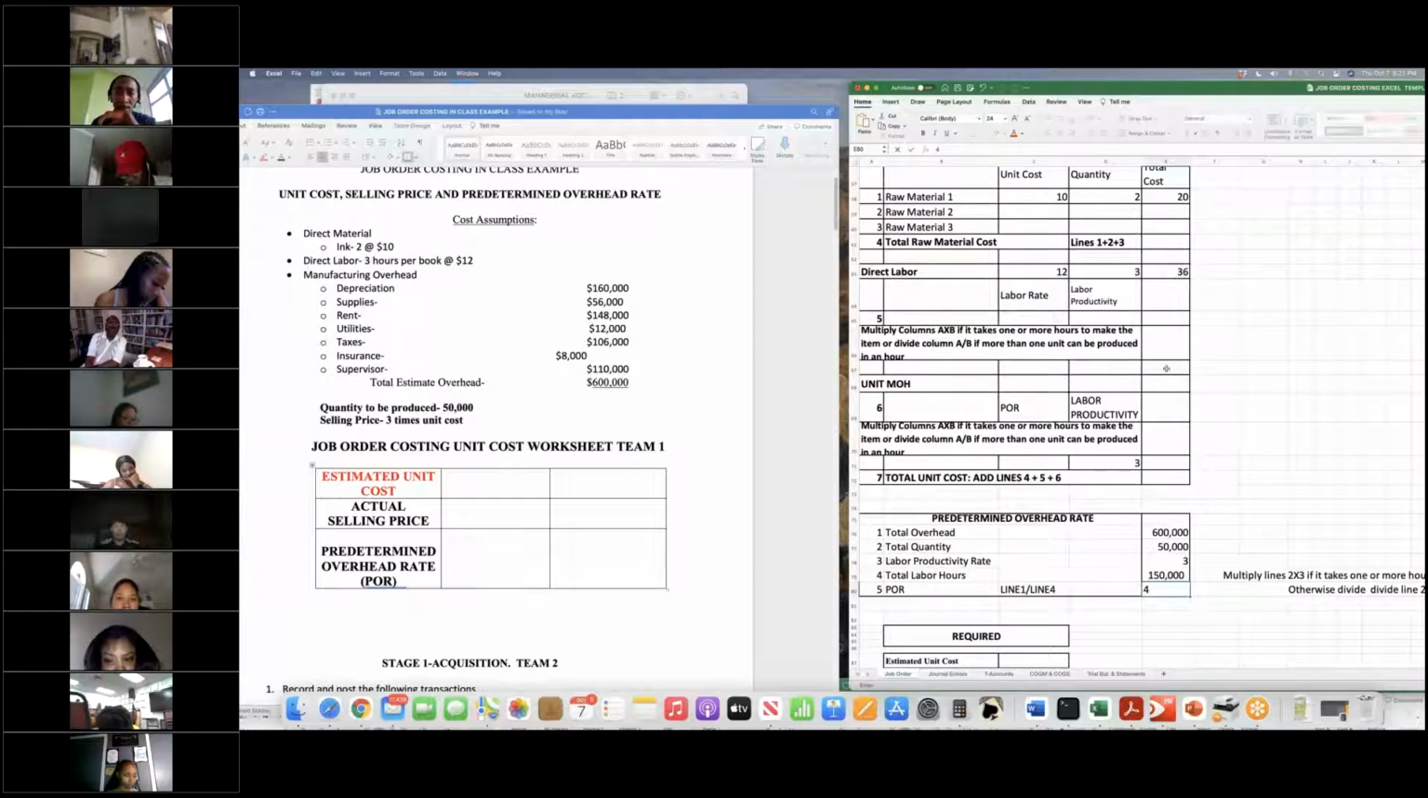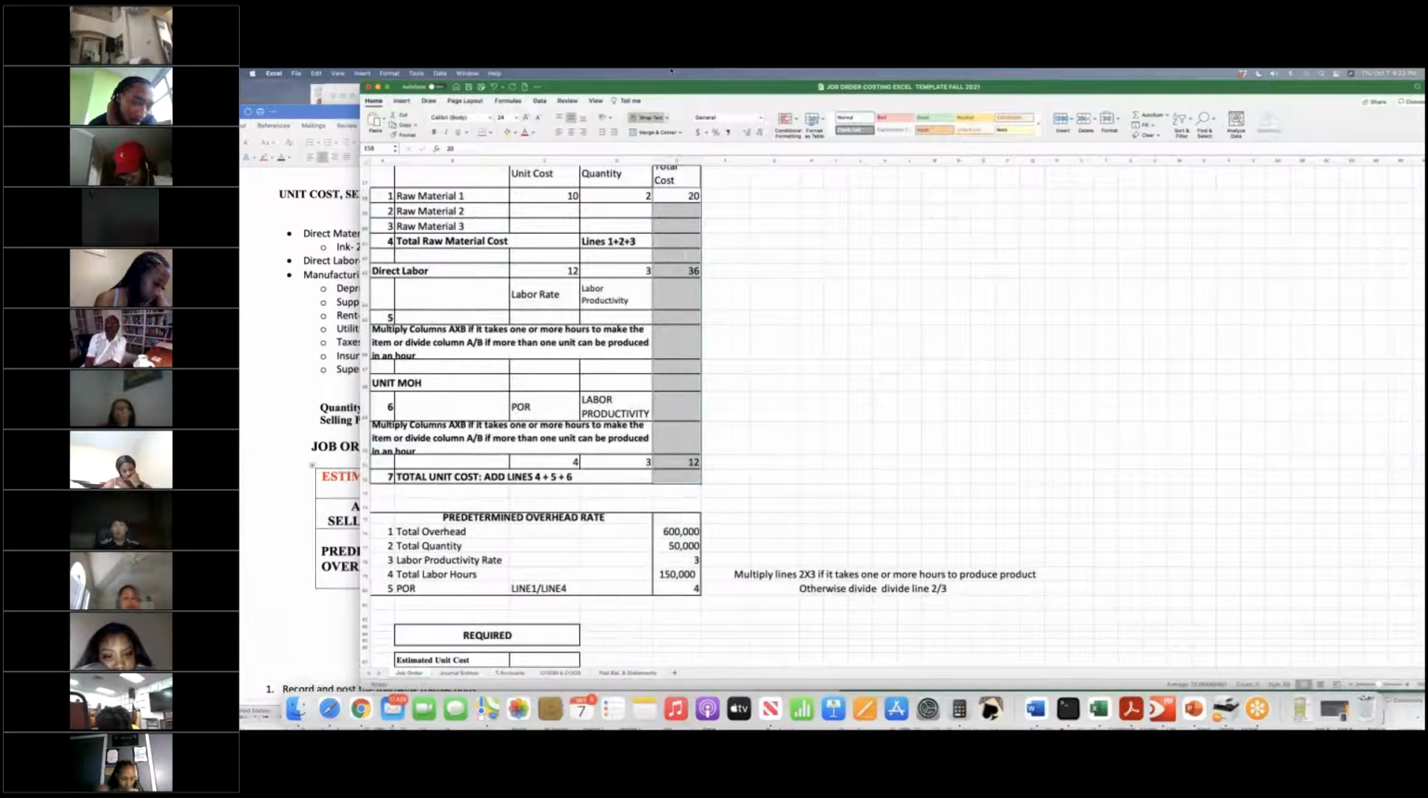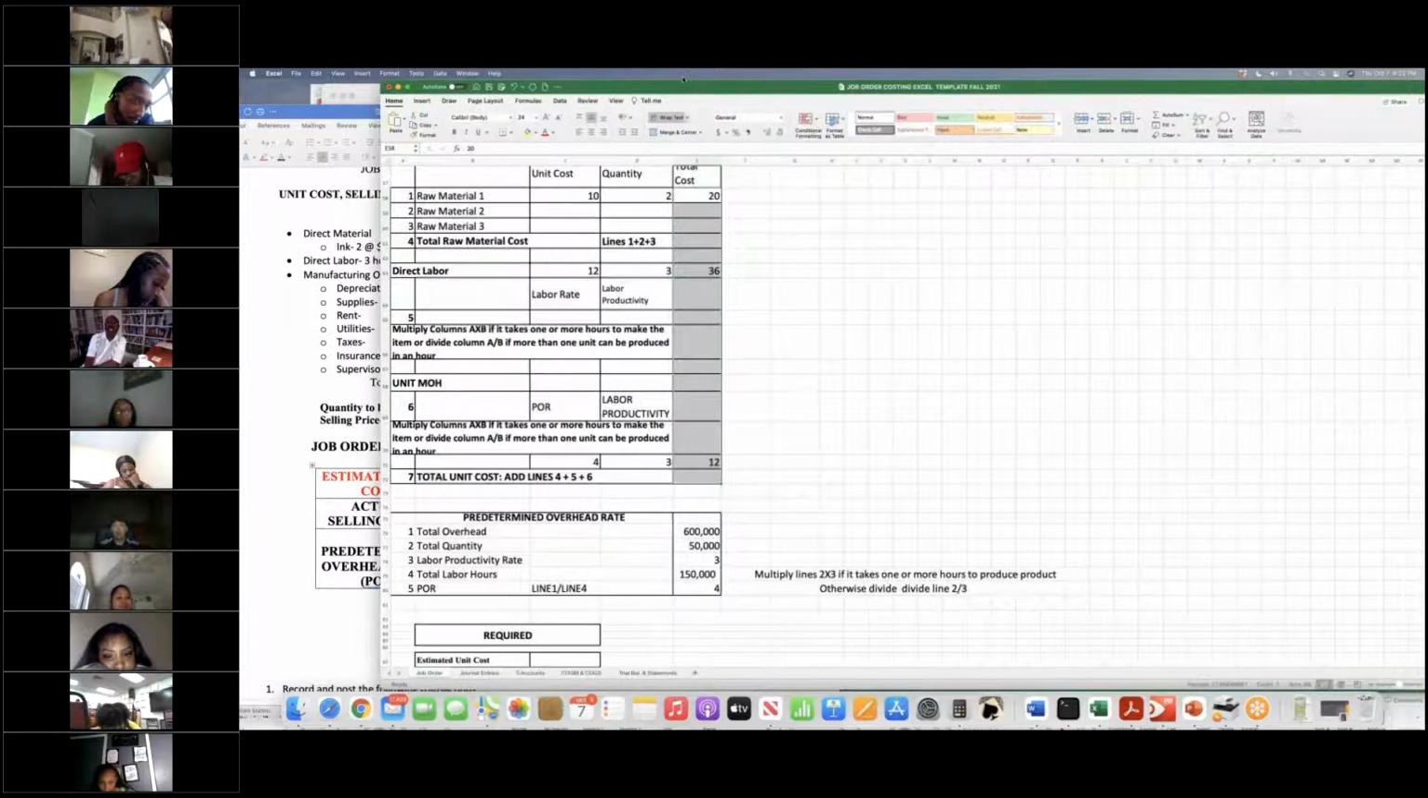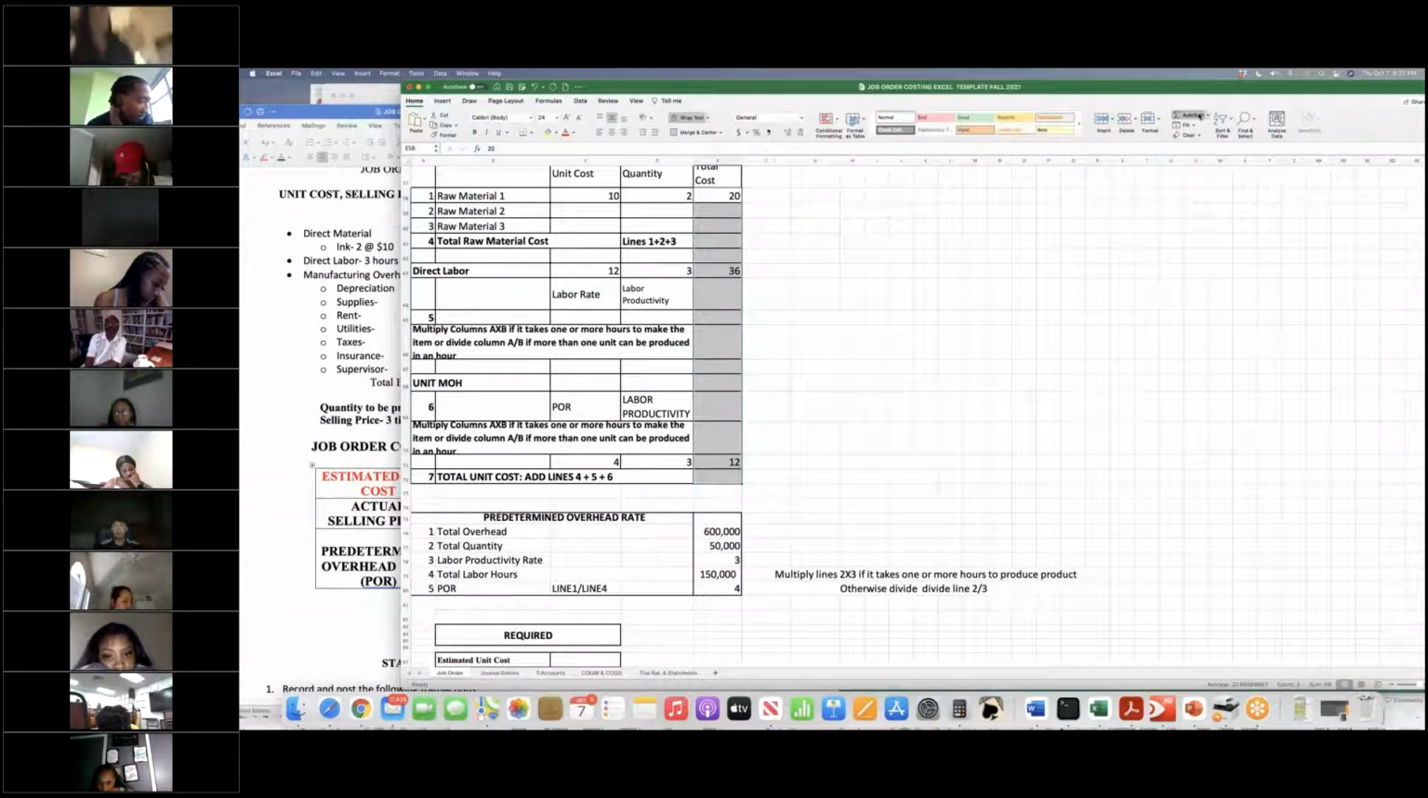So we'll come up here and put 4 here. So 4 times 3 is what? 12. And so our total cost, when we add them all up, 20, 36, and 12, how much do we get? 68.